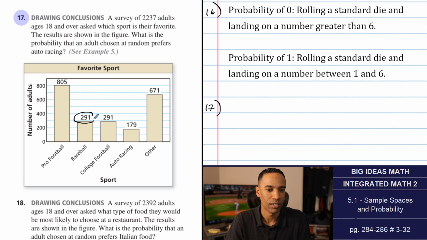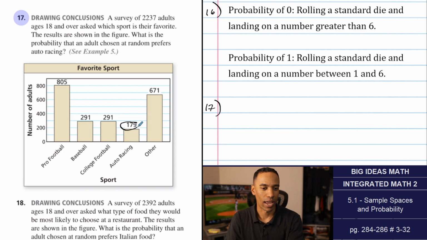Come on, man. Be better. Auto racing? Where did they... Oh, they did this in the South.